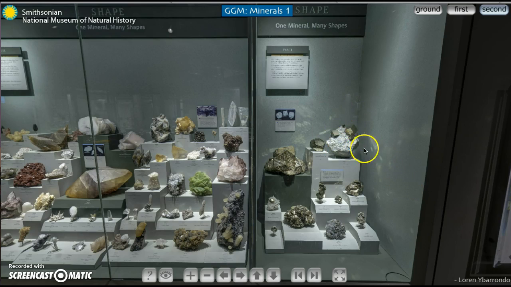Pyrite can form cubes like over here in this section. It can form little hexagonal crystals. It can form veins just like regular gold does in mines, which leads to the moniker fool's gold because people are fooled into thinking they found gold. But pyrite is just one example of how many different forms a crystalline structure can take.